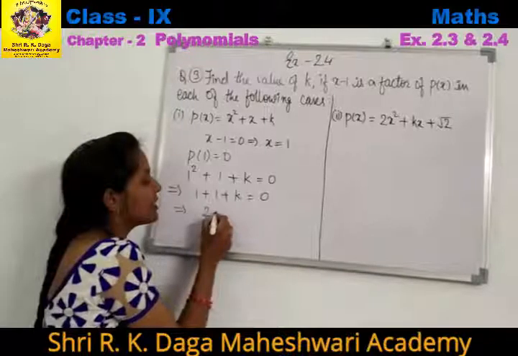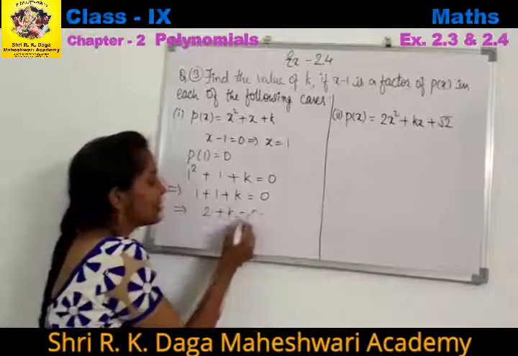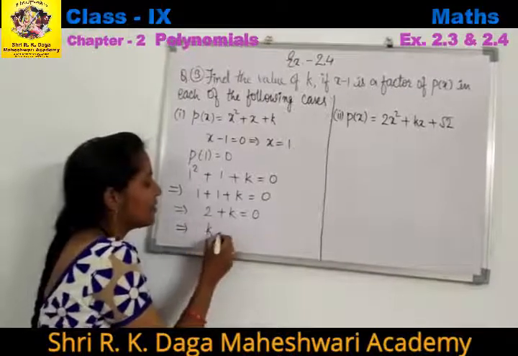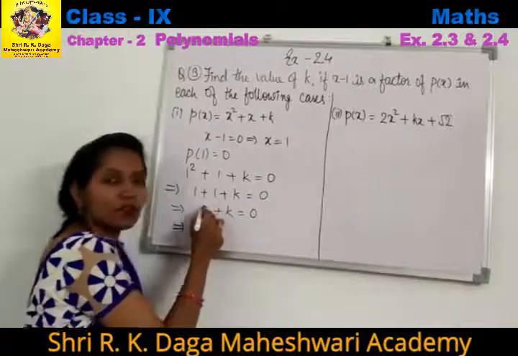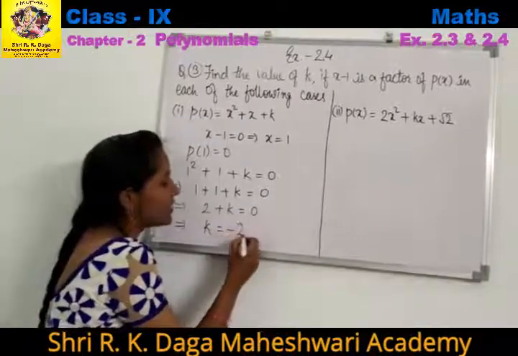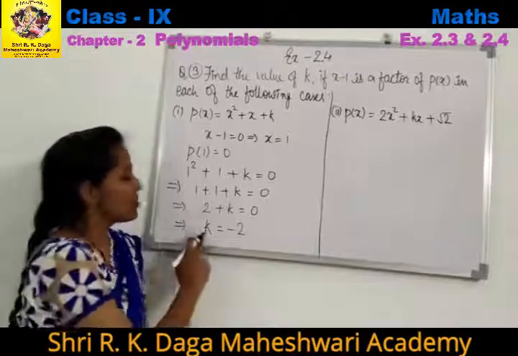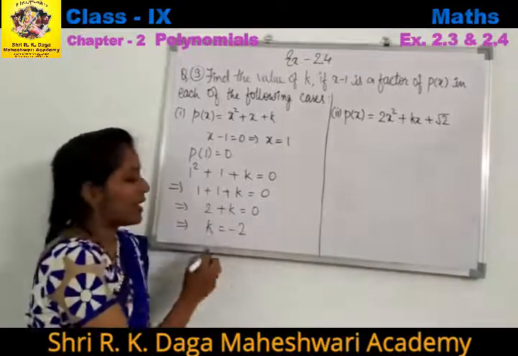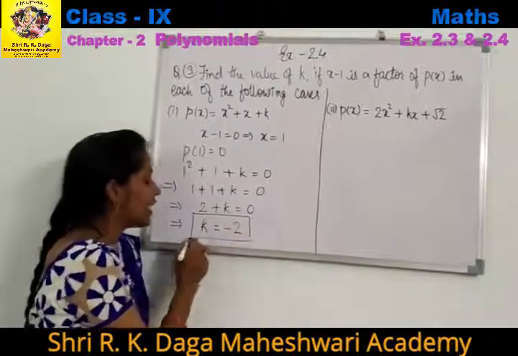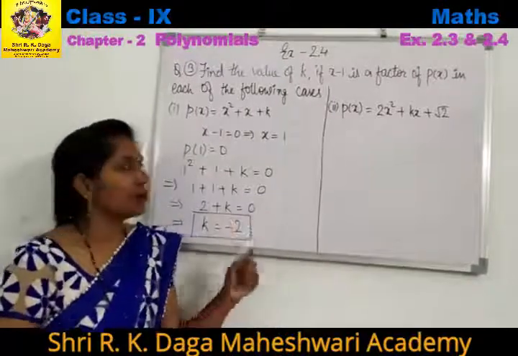Now 1 plus 1 is 2. 2 plus k equal to 0. And when we shift this plus 2 to RHS, it will become minus 2. So k equal to minus 2. Hence we can find the value of the unknown.